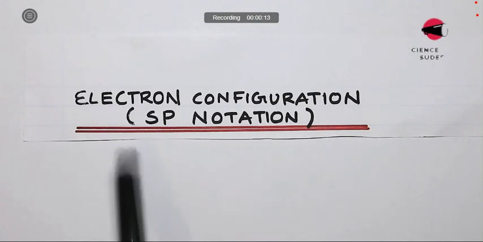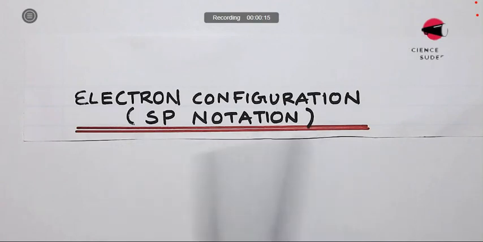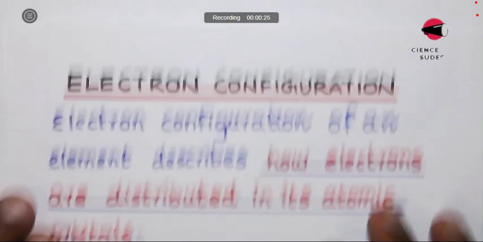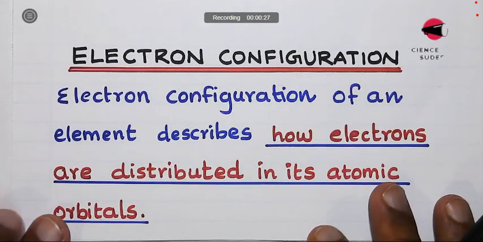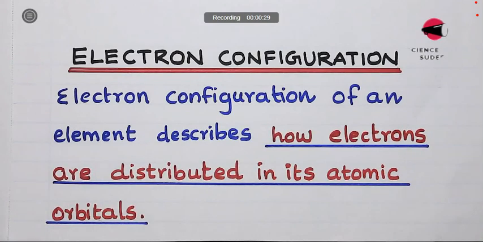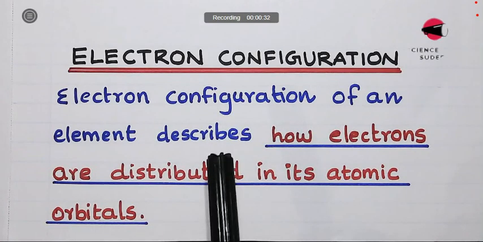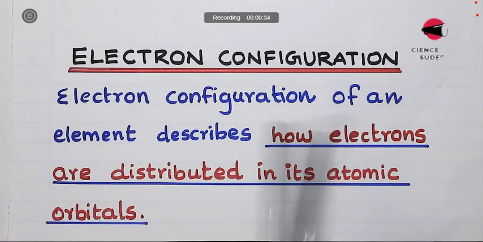Electron configuration, SP notation. Electron configuration is an important topic for a grade 11 learner, especially a chemistry learner, to understand how electrons are distributed in different elements, or to draw the Lewis dot diagrams. So we have to understand how to write the electron configuration. Its another name is SP notation.